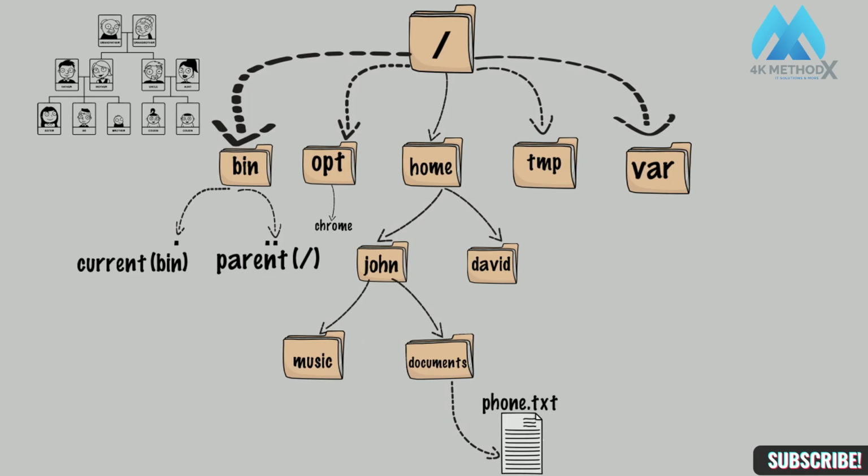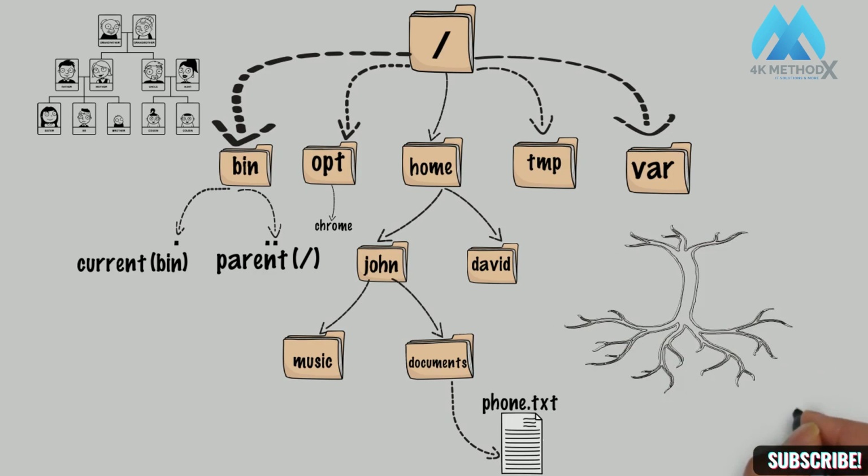If currently we are at the bin directory, then one dot will refer to the bin directory, which is the current, and two dots will refer to the parent of the current directory, which in this case will be the root. As you can see, we have a tree-like structure. That's why we call it the directory tree.